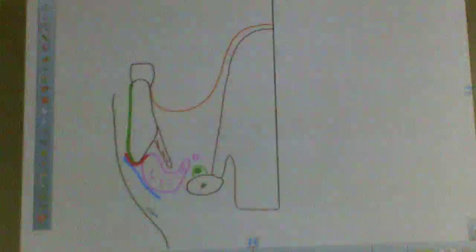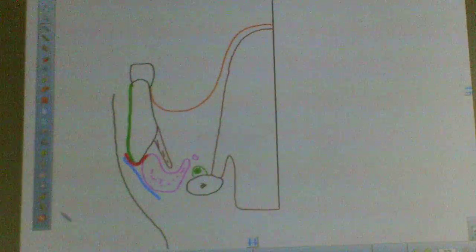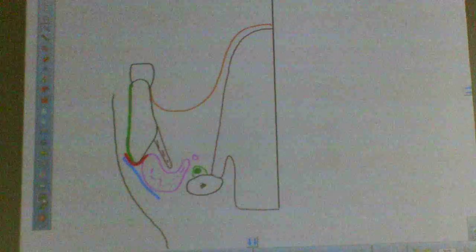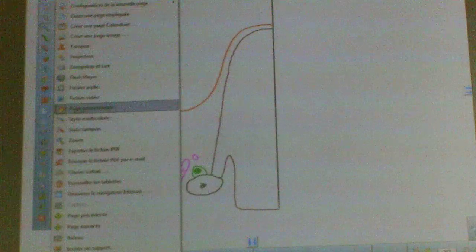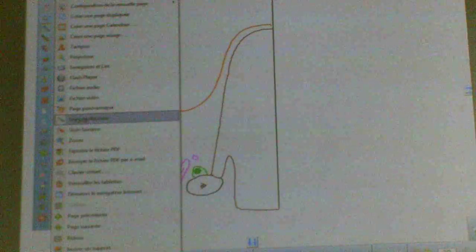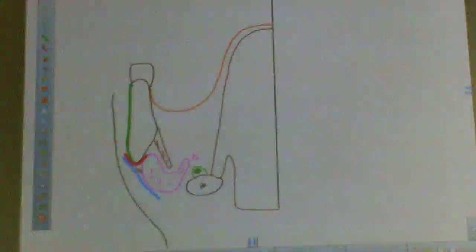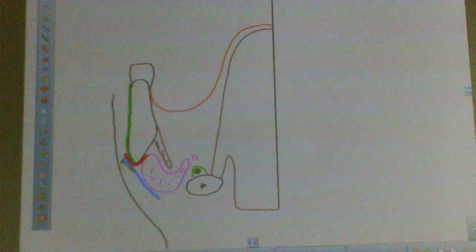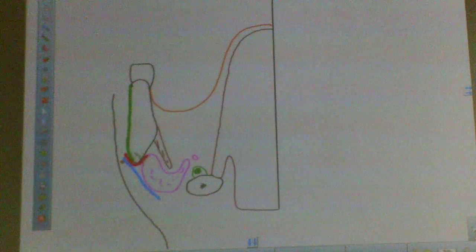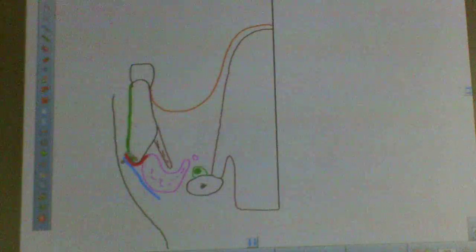And you also remember that you have the marginal ramus of the facial nerve located lateral to this vessel. Take care if you have to make hemostasis in this region.